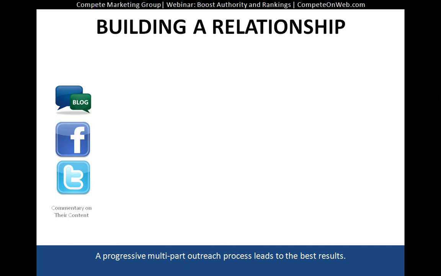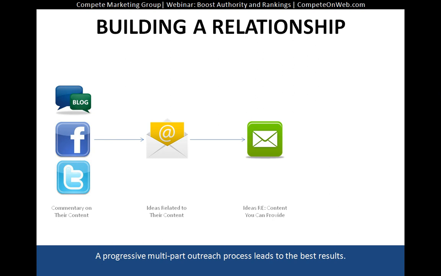You start off by providing commentary on their content, just like a member of their audience would. Then you can move into actually giving that commentary via email, so move the communication into email. Then start talking about content you can provide for their business and publish to their site. So kind of use that three-part process to get to the point where you're able to publish content to their site.